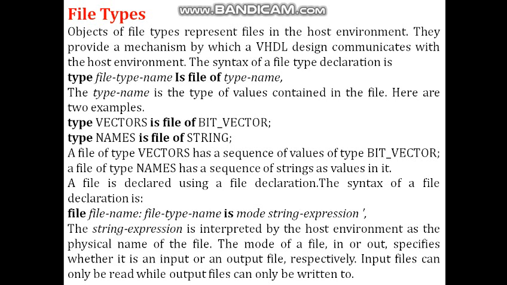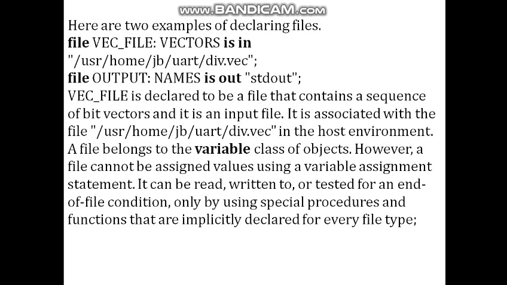The syntax of the file declaration is: file file_name: file_type_name is mode string_expression. The string expression is interpreted by the host environment as the physical name of the file. The mode of a file, in or out, specifies whether it is an input or output file respectively. An input file can only be read, while an output file can only be written to. Here there are two examples of declaring a file: the vector file, which is in the user home, and the output names file, which is out.